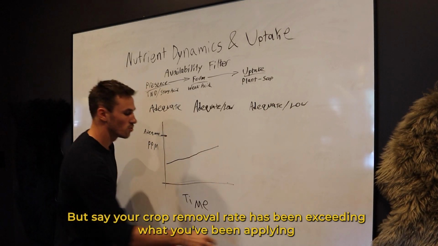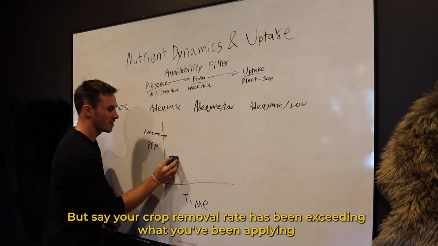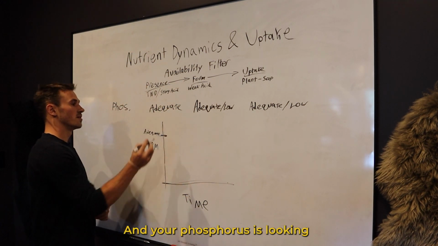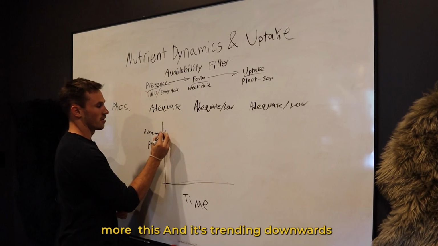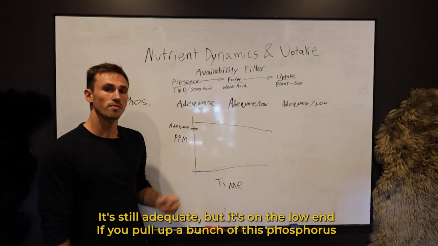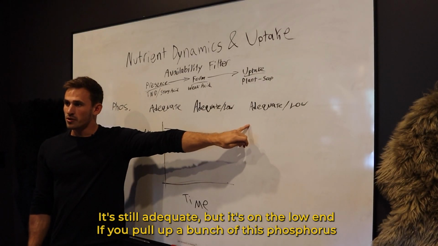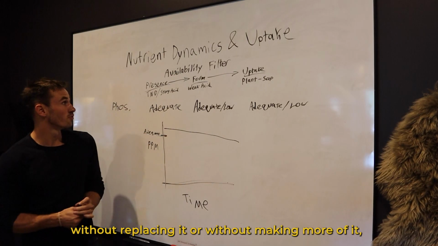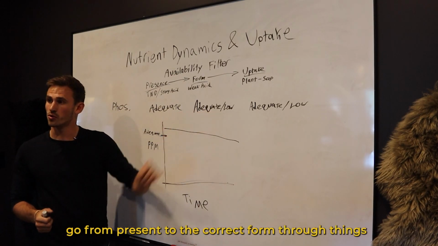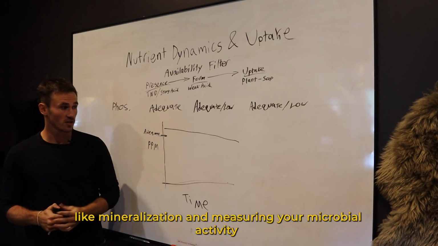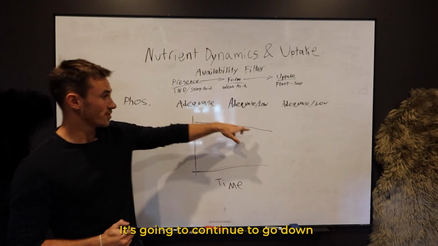But say your crop removal rate has been exceeding what you've been applying and your phosphorus is looking more like this, right? And it's trending downwards. It's still adequate, but it's on the low end. If you pull up a bunch of this phosphorus without replacing it, or without making more of it go from present to the correct form through things like mineralization and measuring your microbial activity, it's going to continue to go down.